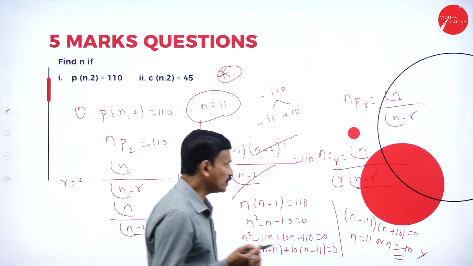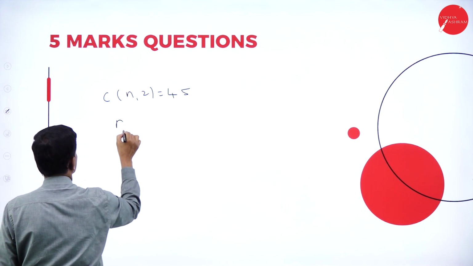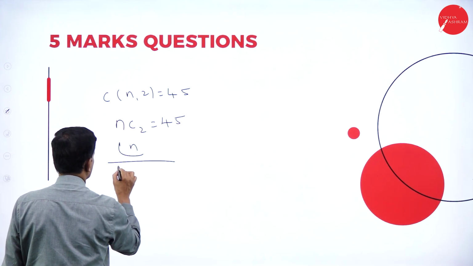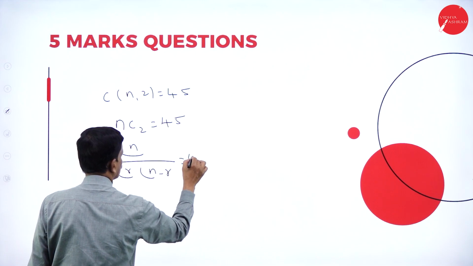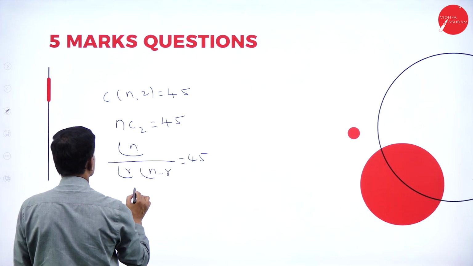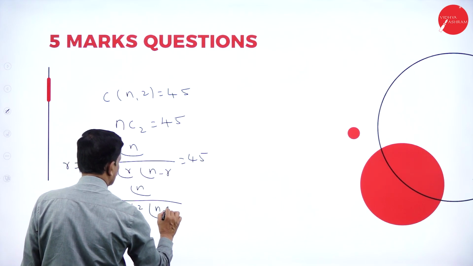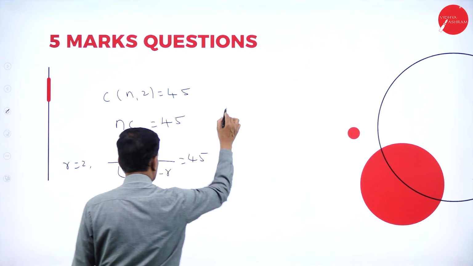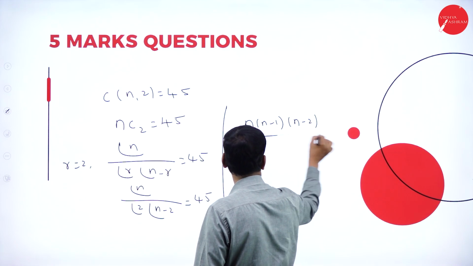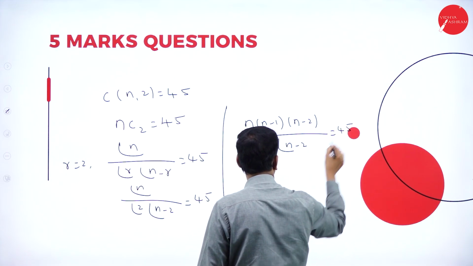Now if you want to verify, you can verify it. C(n,2) is equal to 45. That means nC2 is equal to 45. What is the formula for nCr? n factorial divided by r into n minus r factorial is equal to 45. Here also, what is r? r is equal to 2. So nC2 is nothing but n factorial divided by 2 factorial into n minus 2 factorial is equal to 45. So n factorial means n into n minus 1 into n minus 2 factorial, divided by 2 factorial, which means 2 into n minus 2 factorial, is equal to 45.